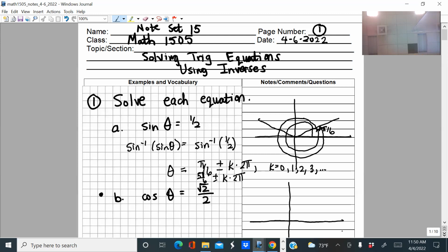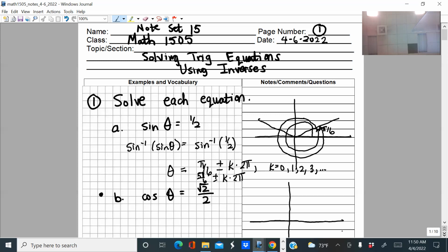All of those numbers will also be solutions to that equation. Wow, there's a lot. Okay, see all of those? So pi over 6 plus or minus any multiple of 2 pi, and then 5 pi over 6 plus or minus any multiple of 2 pi. So lots and lots of solutions.